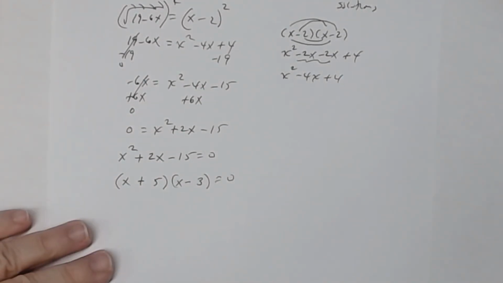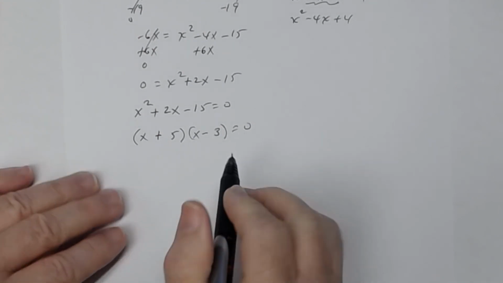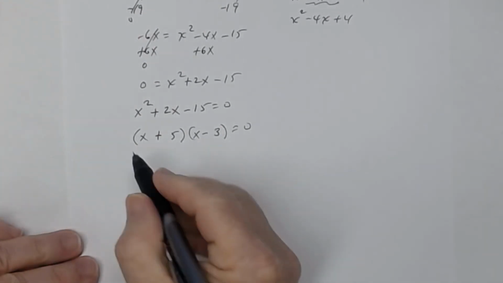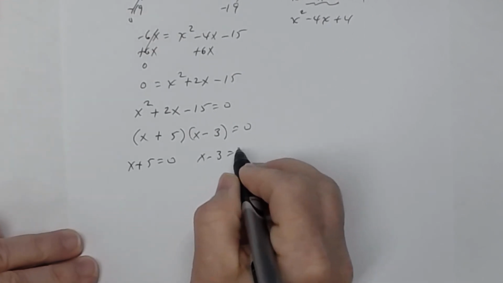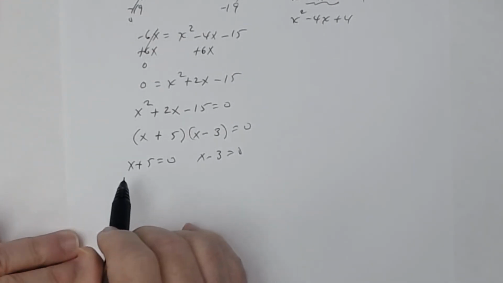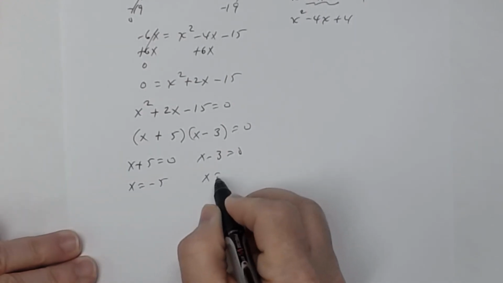And now you're going to use the zero factor property. So you have two factors whose product is 0. So one of these has to be 0. So I'm going to say x plus 5 equals 0, x minus 3 equals 0. And then solving these linear equations, I get x to be a negative 5 and x to be a positive 3.